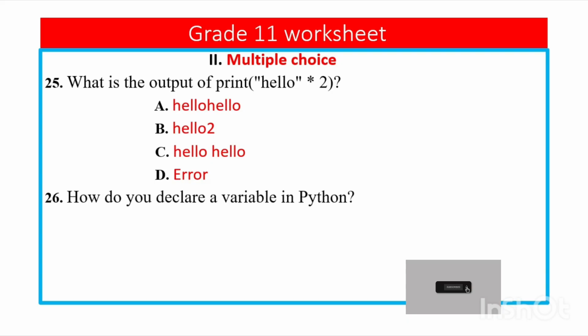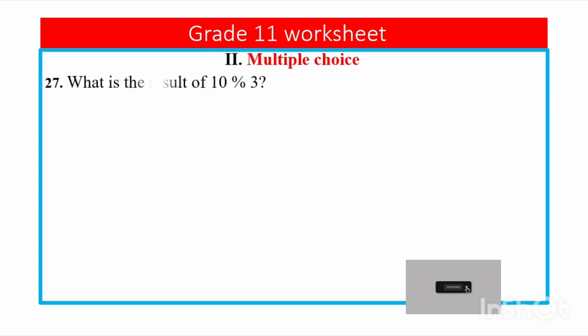Question 26. How do you declare a variable in Python? A. int x = 10. B. let x = 10. C. x = 10. D. var x = 10. Question 27. What is the result of 10 % 3? A. 3, B. 1, C. 0, D. 10.